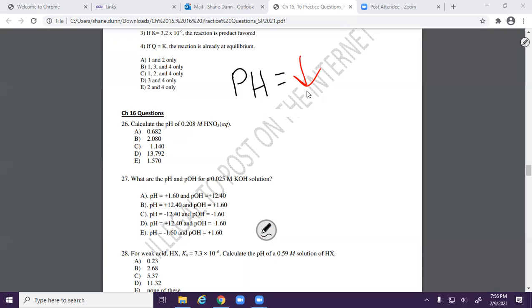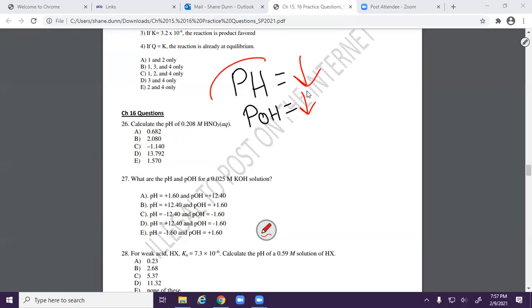But we care about the number of hydrogen ions. Now, if we talk about pOH, that's talking about how basic something is. Same thing. The lower the number of pOH, the more basic something is. The higher the number of pOH you have, the more acidic you are. Does that make sense?